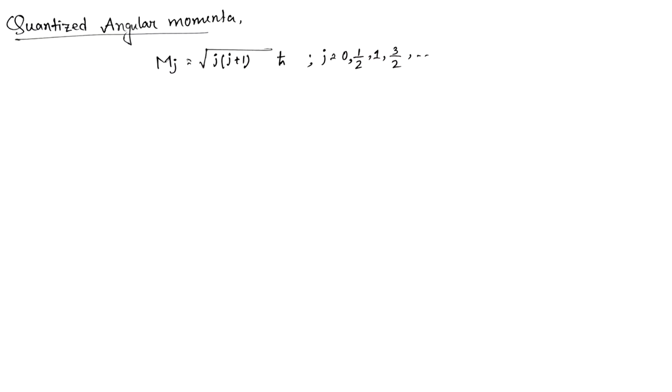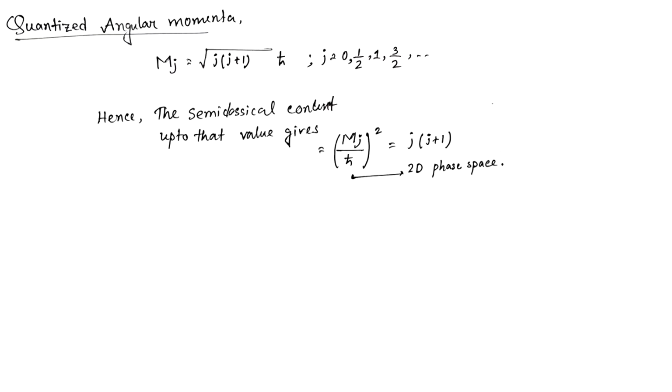Okay. Now, if you want to calculate the number of semiclassical count, this will be nothing but m j by h cut whole square, which is j into j plus 1. So basically m j by h cut is nothing but the 2D phase space. Okay. Now you have to calculate a microstate associated with a single j.